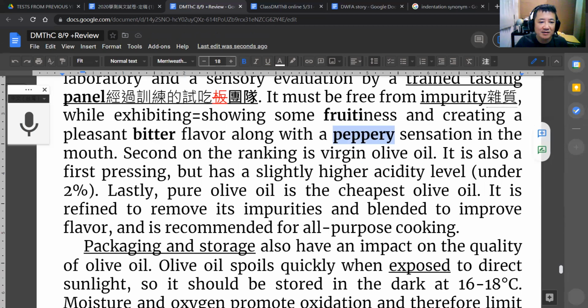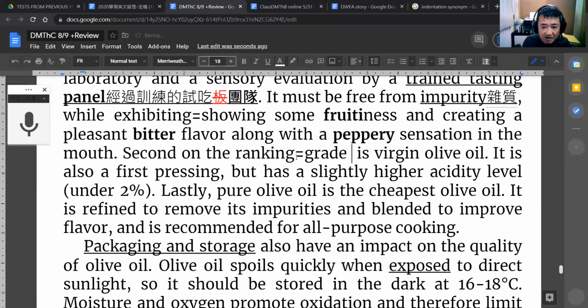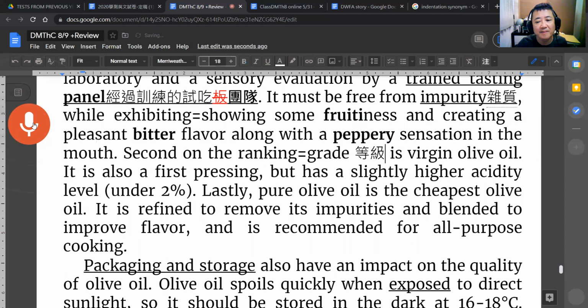Okay, continue. Second on the ranking is virgin olive oil. So the finest 等级 grade is the extra virgin olive oil, and this is the second ranking on the grade. In other words, 等级 is something called virgin olive oil. It is also a first pressing, but has a slightly higher acidity level, under 2%. Okay, so that's the second grade.